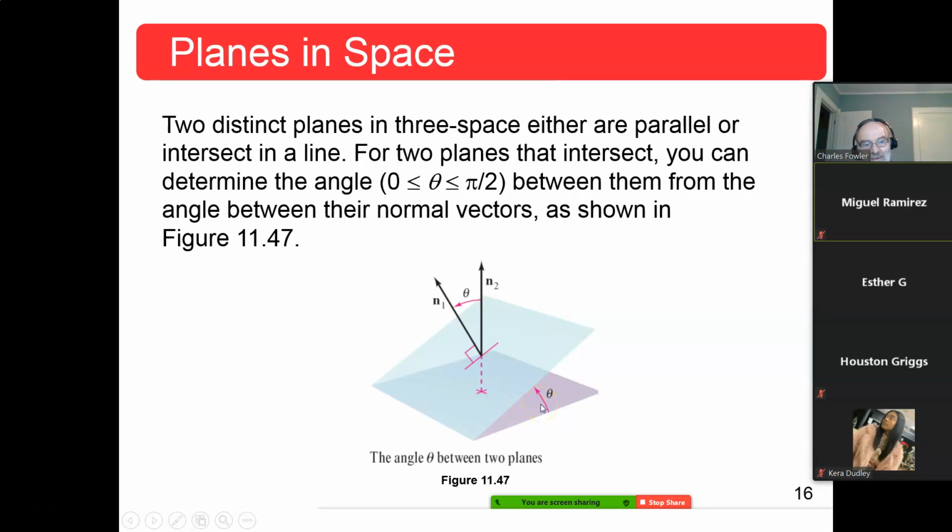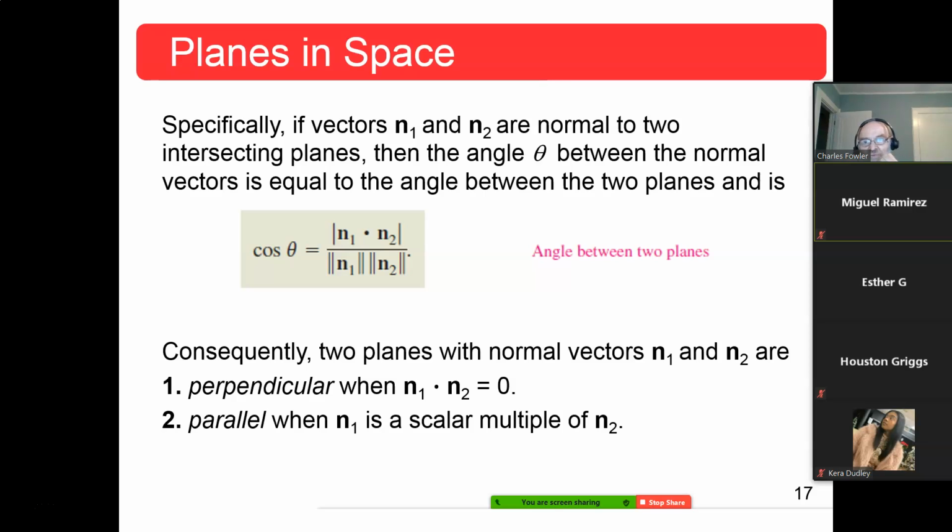Now, specifically, if the vectors n1 and n2 are normal to the two intersecting planes, then the angle theta between those normal vectors is equal to the angle between the two planes, and that is cosine theta is equal to the absolute value of the dot product between the two vectors divided by the product of their magnitudes.